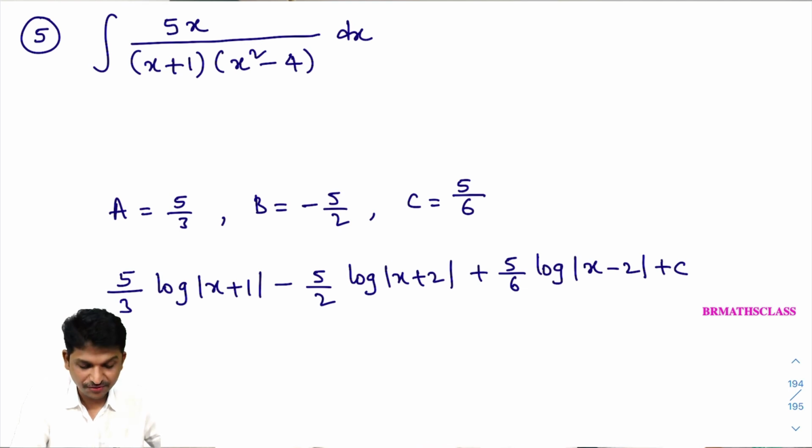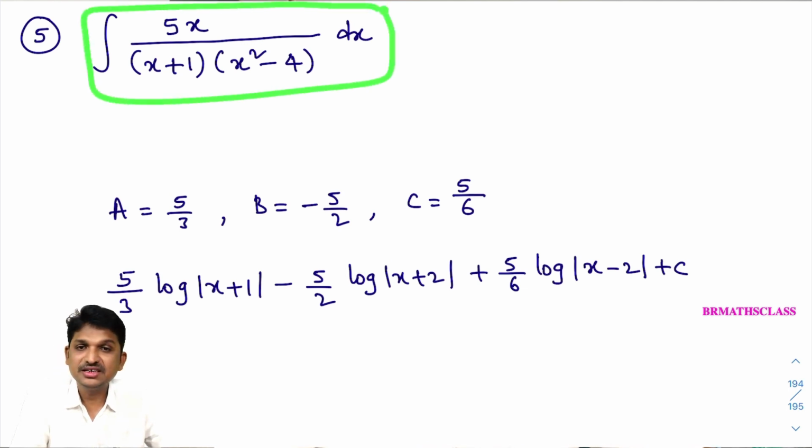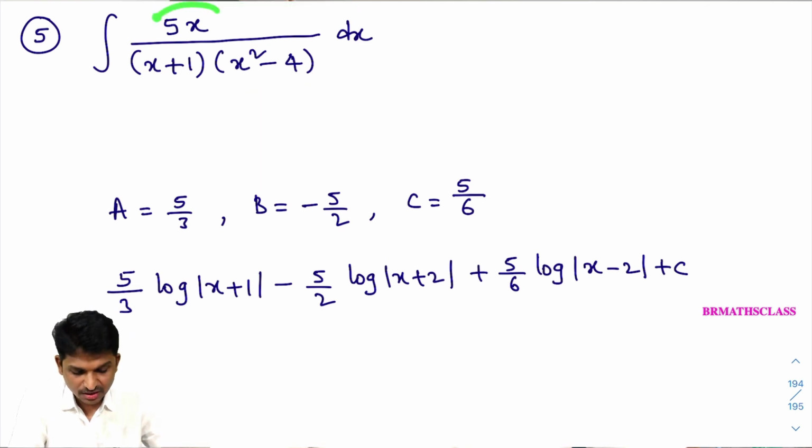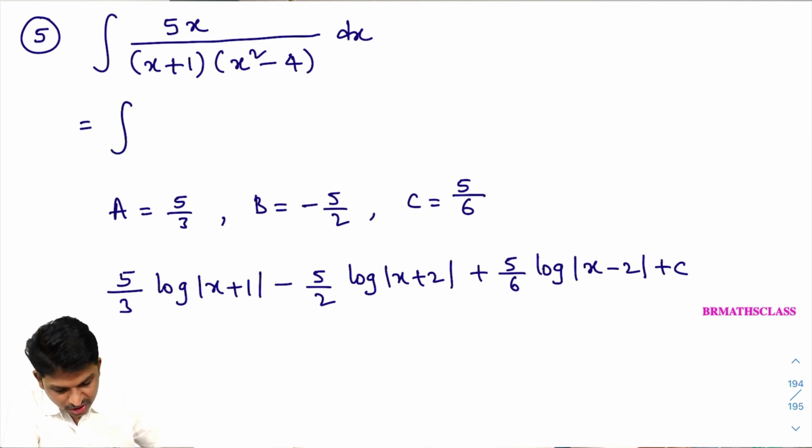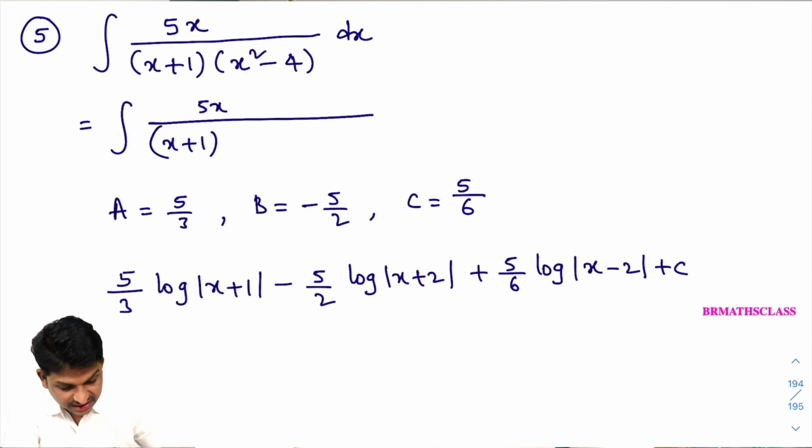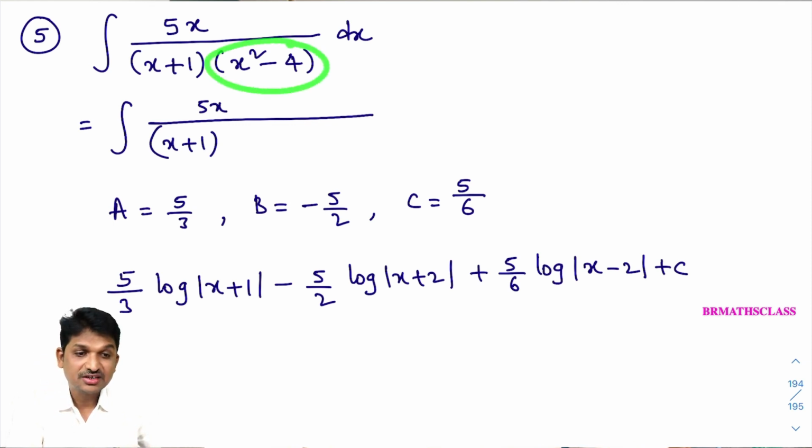Please see question number 5. Observe this question. First point: is it a proper rational function or not? Degree of numerator 1. Degree of denominator 3. So it is a proper rational function. Its denominator contains non-repeated linear factors. Actually here I need to write one more step. 5x divided by x plus 1 into this x square minus 4 is there. X square minus 4 can be written as x plus 2 into x minus 2.